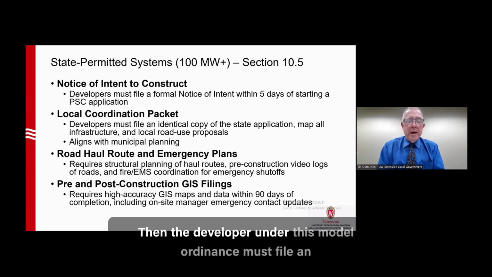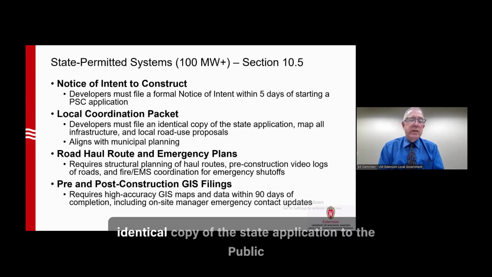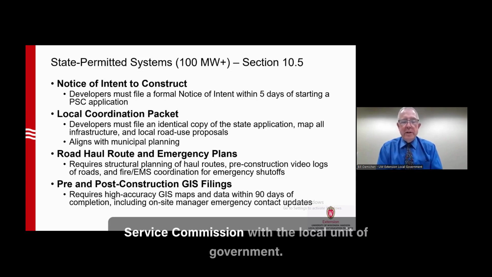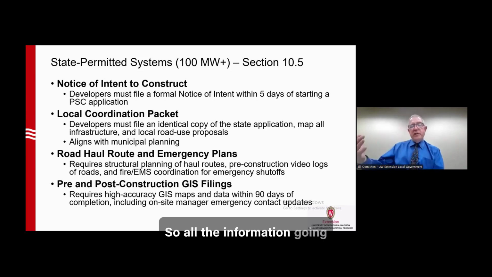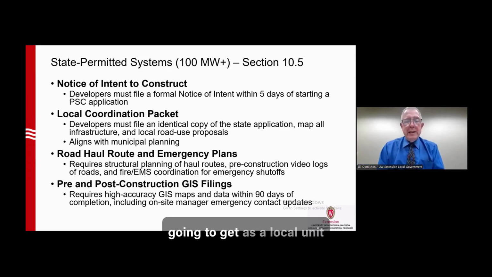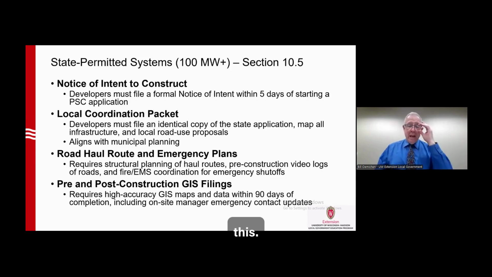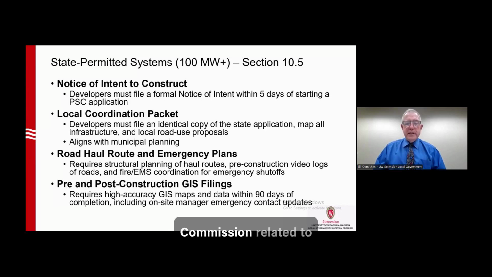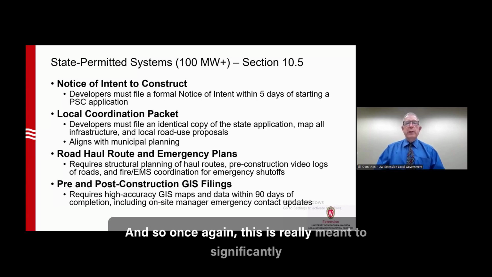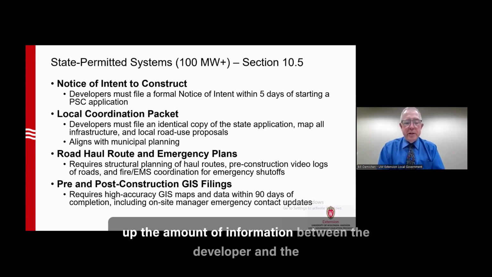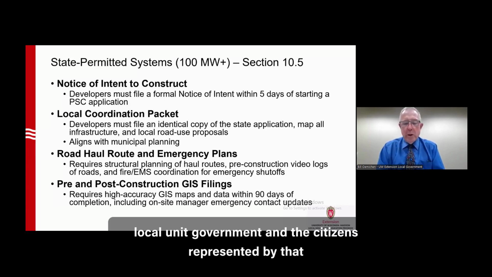Then the developer under this model ordinance must file an identical copy of the state application to the Public Service Commission with the local unit of government. So all the information going into the PSC, you're also going to get as a local unit of government. And then as part of that, to map all the infrastructure and local road use proposals. So you don't have the ability to put conditional use permits on this, but you know what's being proposed to the Public Service Commission related to infrastructure and local road use. And so once again, this is really meant to significantly up the amount of information between the developer and the local unit of government and the citizens represented by that local unit of government.